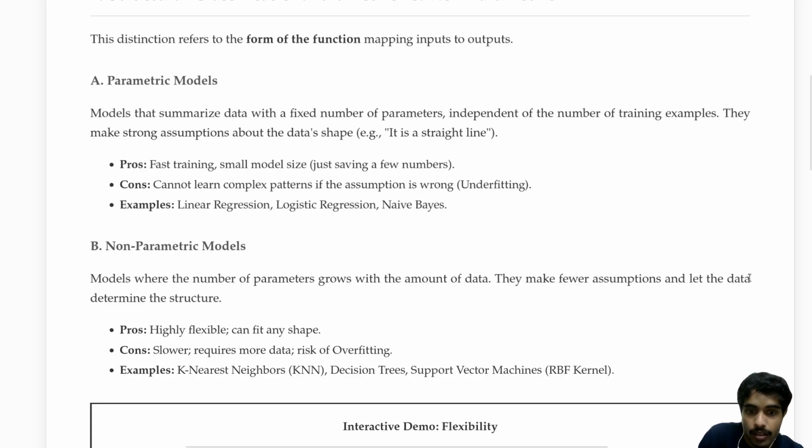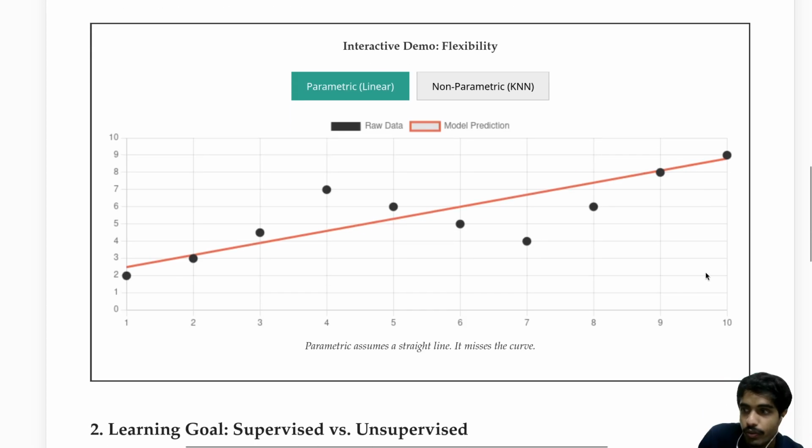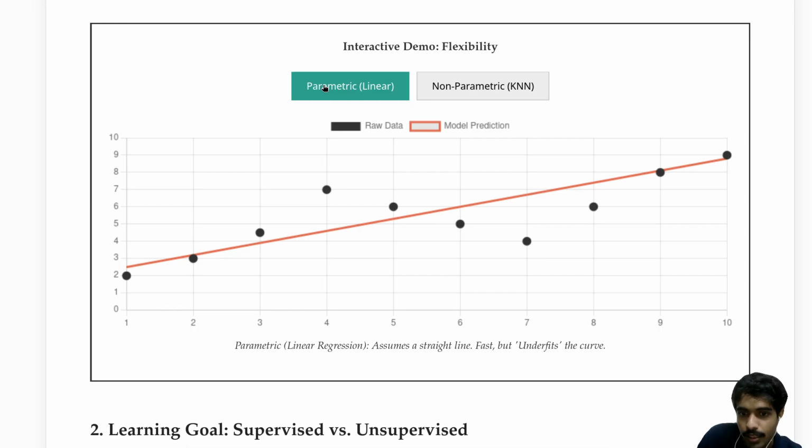Okay, if we go down, we can see an interactive chart. So if I click on the parametric linear, or I have already clicked on it, it is by default. So here is a complex wavy dataset, right? If you use a parametric model, like a linear regression, it draws a straight line. But you can see it fails to capture the wave, right? This is called underfitting, and it's too rigid.